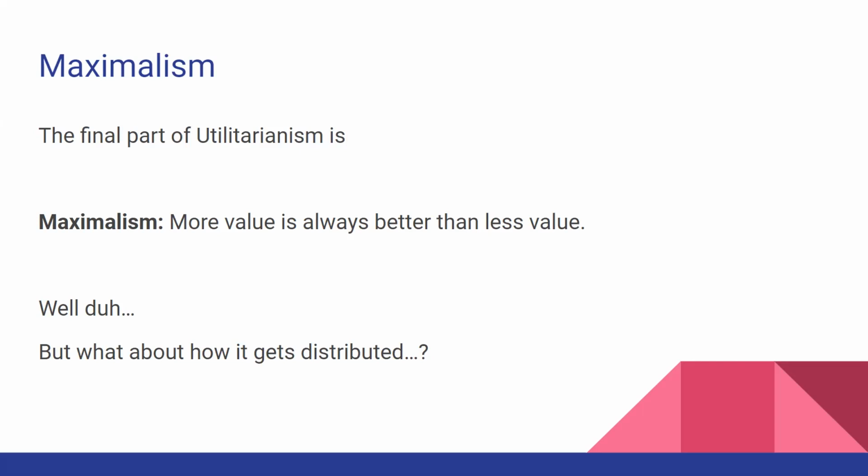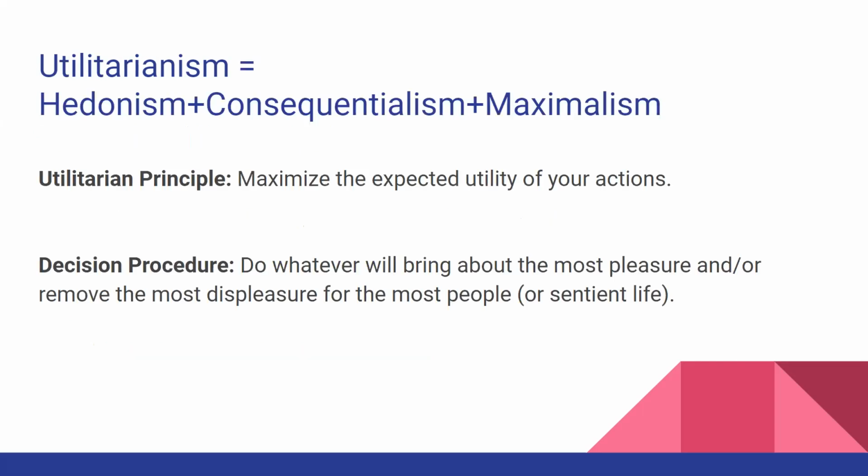Now we take these three things and combine them, right? Hedonism: pleasure is the thing that's worth pursuing. Consequentialism: the consequences are the only things that matter morally speaking. And maximalism: you ought to be trying to maximize these good consequences. Well, what do you end up with? Utilitarianism. And what is utilitarianism? Utilitarianism says that what we should do is maximize the expected utility of our actions, which is ultimately to try and create the most amount of pleasure for the most amount of people possible.